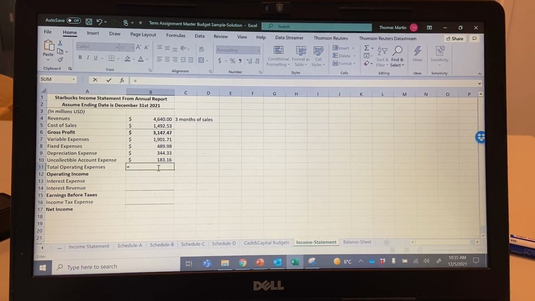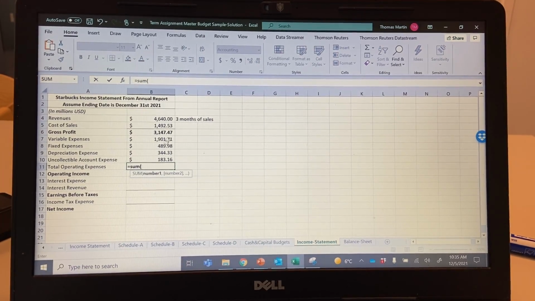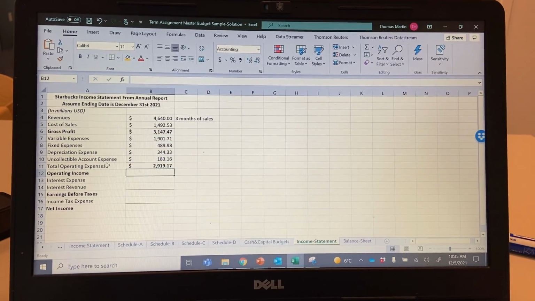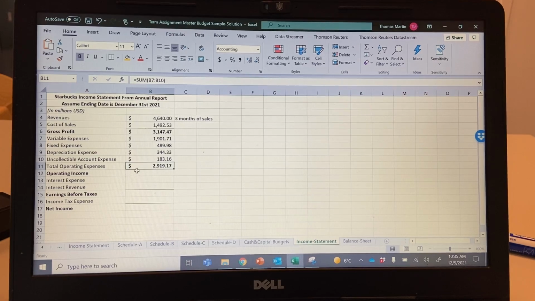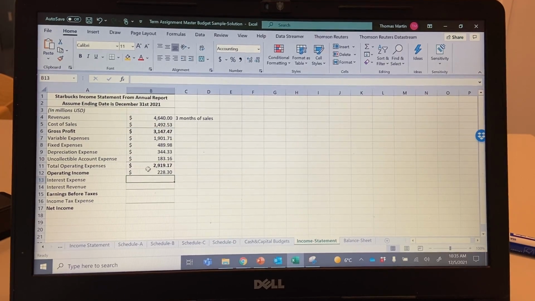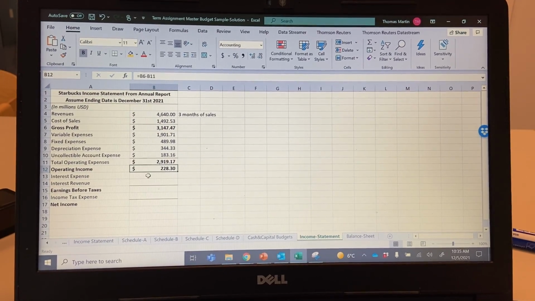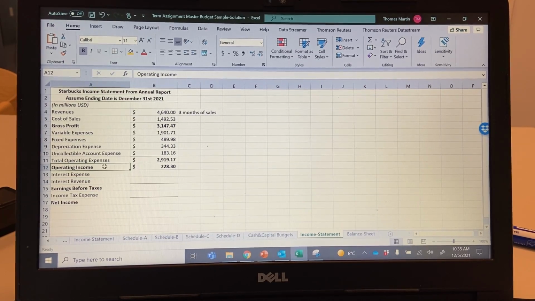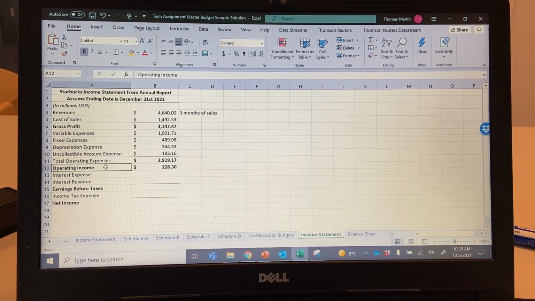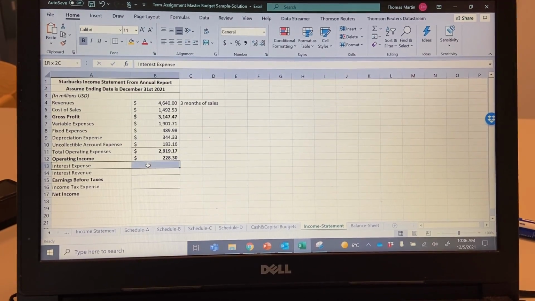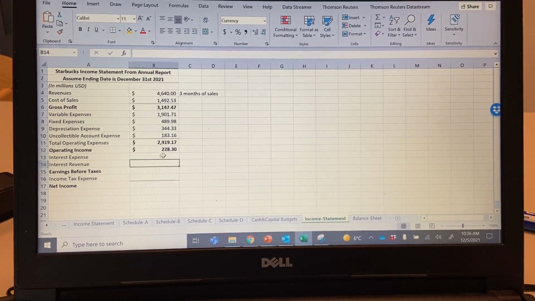At that stage, let's add these 4 expenses. I'm going to use a sum function to add my 4 expenses together. We have total operating expenses. Now we can calculate operating income: gross profit minus total operating expenses. And now we deal with the interest. At this stage, you could call this the EBIT number, earnings before interest and taxes. Now we're going to subtract our interest expense and add our interest revenue.